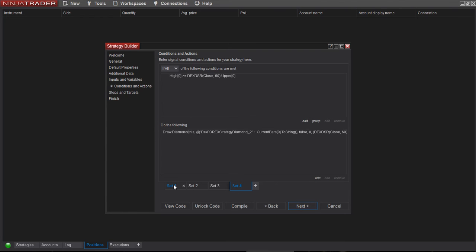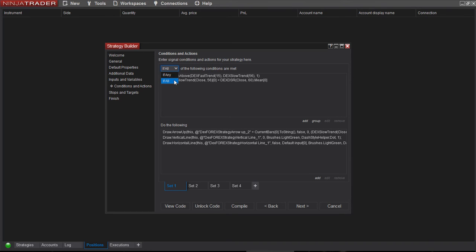So we're going to look at set 1. Now, as I told you in the first video, this is an incredibly powerful box. If all means and. If any means or. All right? So if all means and, that means that all of these statements have to be true before it takes an action. Both of these statements in this case have to be true.